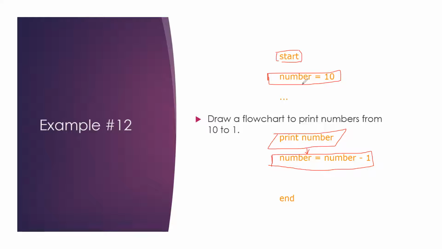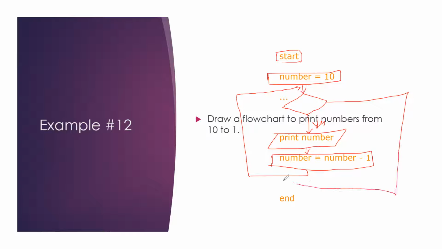Then again process, right? Right, now here we need to put a condition. Is the number greater than or equal 1? Yeah, so now we have to go here, right? And then if this is yes, if this is no, then you will come to the end.